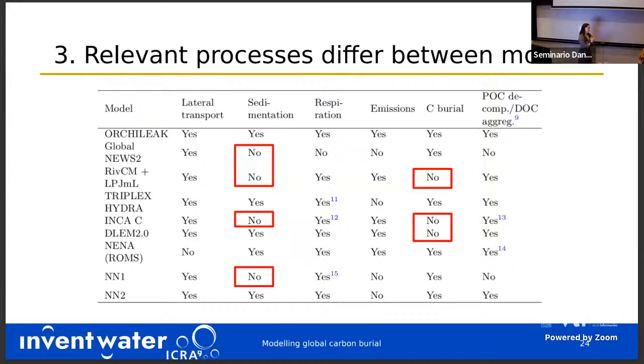Okay. Thank you, Daniela. And which one is the most challenging from all the processes in the carbon cycle? Is there any particular process that is really hard to model, to include in models?